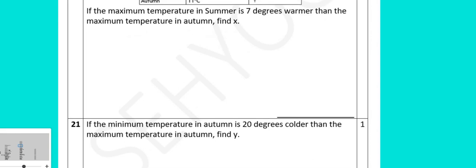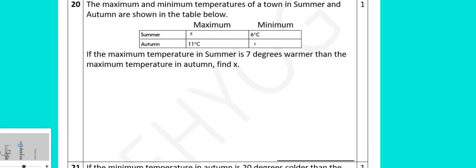Looking at our next sum, that is sum number 20, of which 21 is also a part. The maximum and the minimum temperatures of a town in summer and autumn are shown in the table below. In order to get a much clearer look, I'll just zoom in so that we get a clearer view of the table right here. Now we can see that for summer it is X. The maximum temperature in summer is not given. We need to find the value of X here. And the minimum temperature for autumn is not given. We need to find the value here.